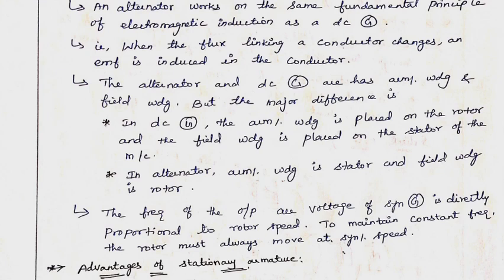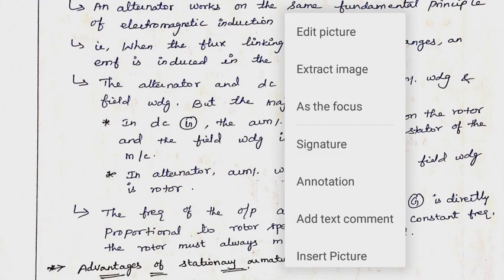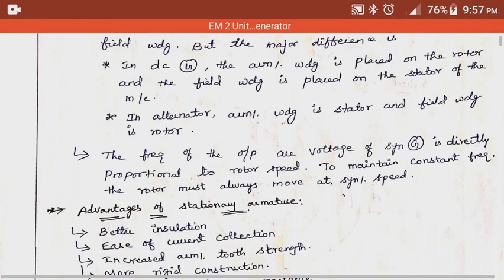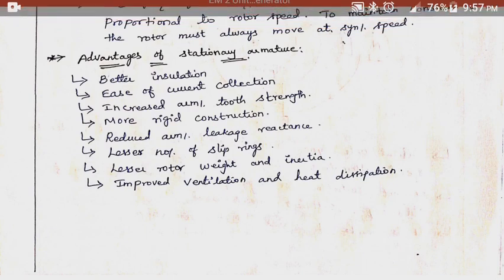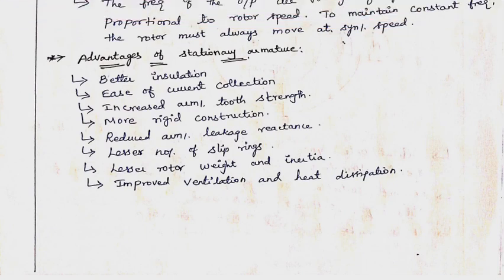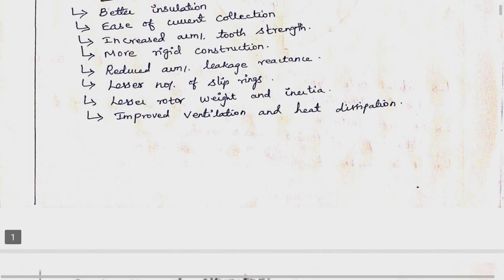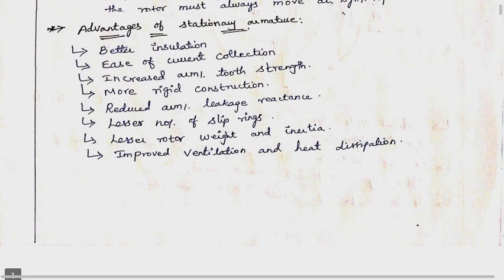Then we will see about the merits of stationary armature, because in an alternator the armature windings are stationary. These are the advantages: better insulation, ease of current collection, increased armature tooth strength, more rigid construction, reduced armature leakage reactance, lesser number of slip rings, lesser rotor weight and inertia, and improved ventilation and dissipation. These are the major advantages of stationary armature.